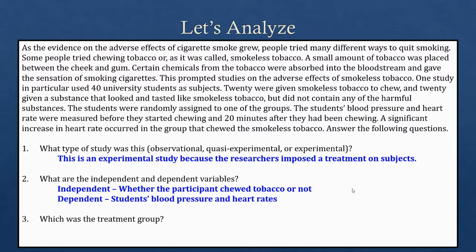So in this case, we want to know which was the treatment group. So again, the treatment group is always the group that's doing something different from what they would have normally been doing. So in this case, our treatment group is the group that actually received the smokeless tobacco. The other group would be our control group. So they actually received a placebo.